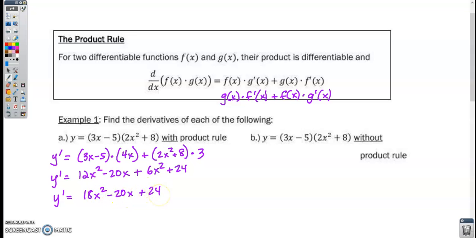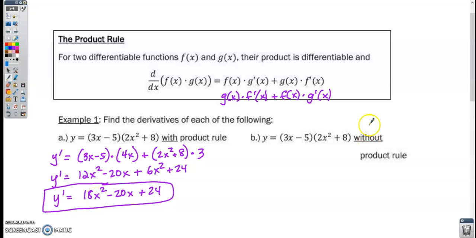If you're feeling ambitious and you want to do a little bit of extra algebra, there is a common factor. You could factor out a 2 from everything there, but I'm not really going to bother doing that. Let's just stay there with y prime equals 18x squared minus 20x plus 24.